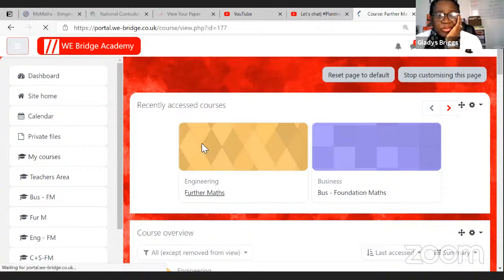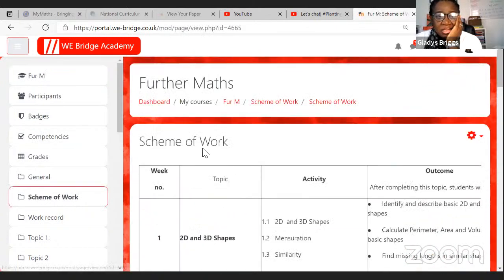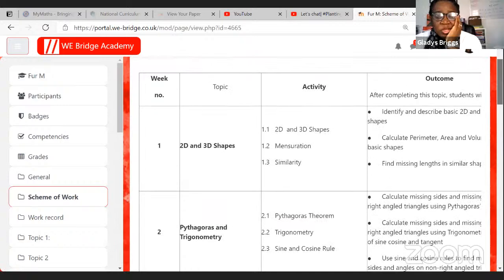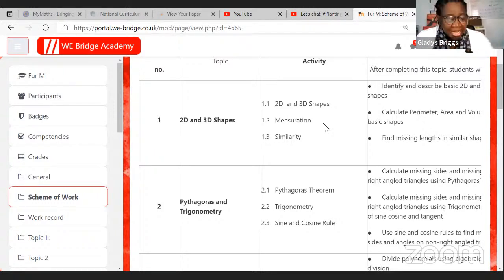So let's go to your further maths. Right now we are looking at day 1 or topic 1. On topic 1, we had to deal with 2D shapes, 3D shapes. On this topic, you are likely going to get 3 or 4 questions. So let's have a look at your assessment, and they will come from the assessments that I did with you.